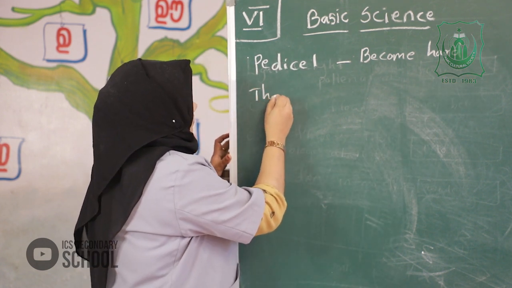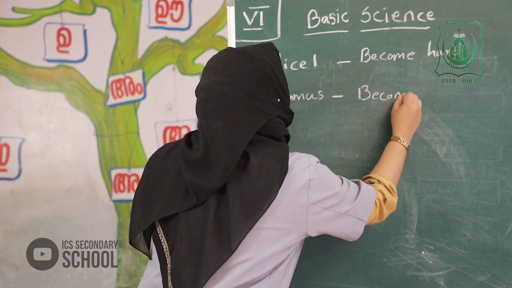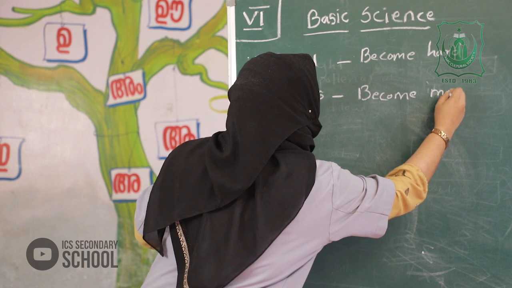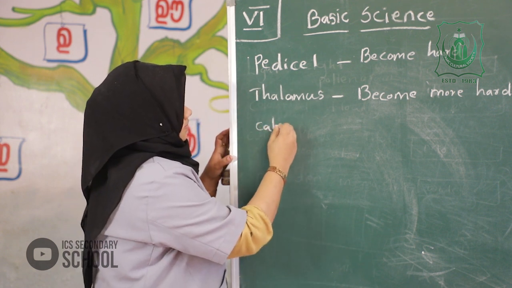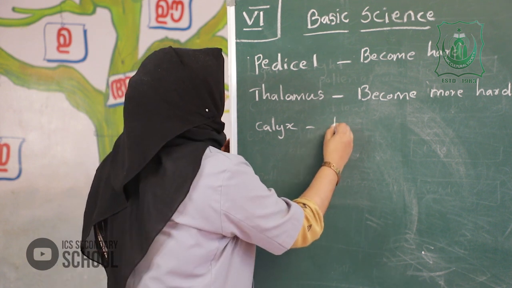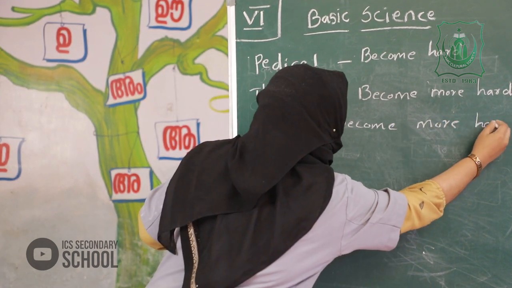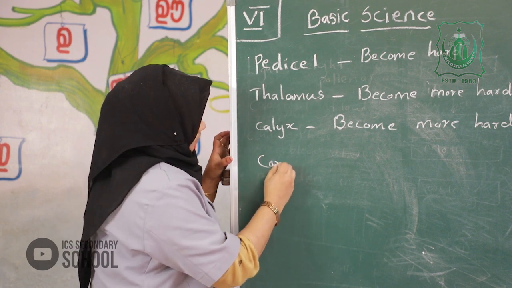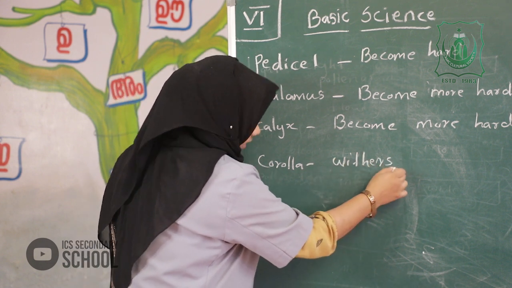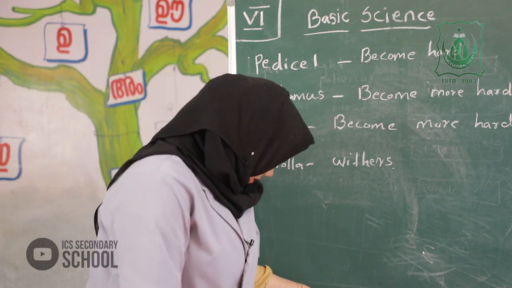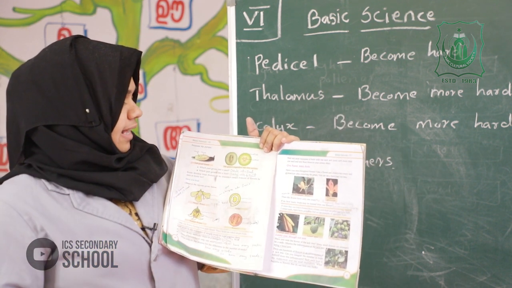Then thalamus. What happens to the thalamus? Yes, the thalamus also becomes more hard. Then calyx also becomes more hard. The last, corolla. What happens to the corolla? Yes, it withers. Corolla withers after fertilization. Next, on page 40, we can see the longitudinal and cross section of a flower.